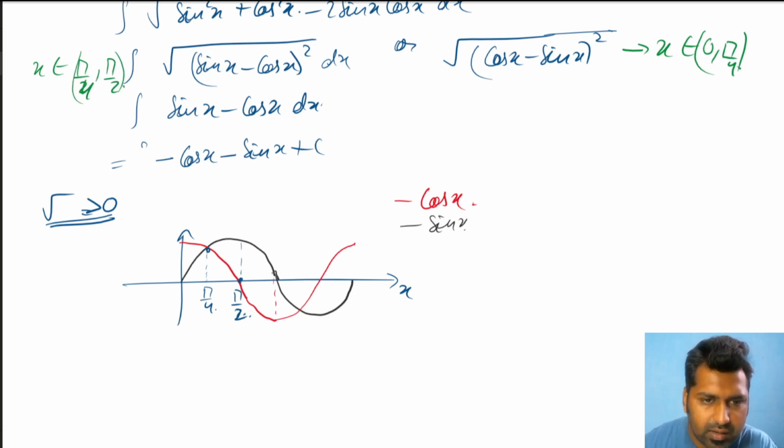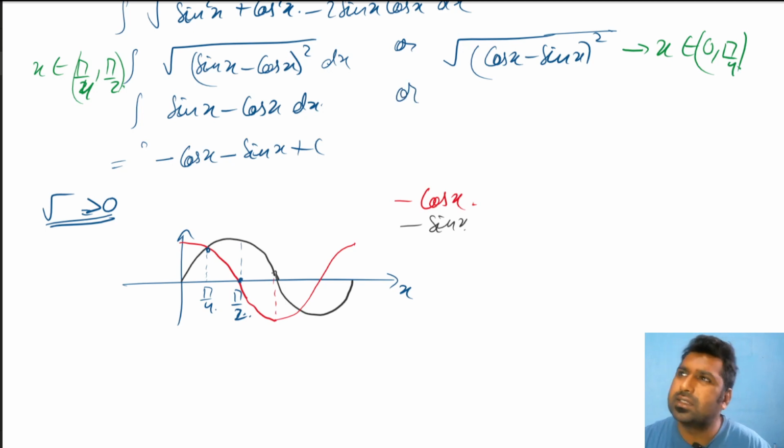So in the interval of pi by 4 to pi by 2, we look at this interval, your sine, the black curve is above the red one. So that means sine is more than cos. So sine x minus cos x will be positive. So this is the correct answer for interval x belonging to pi by 4 to pi by 2. Whereas this is the correct if the interval is 0 to pi by 4.